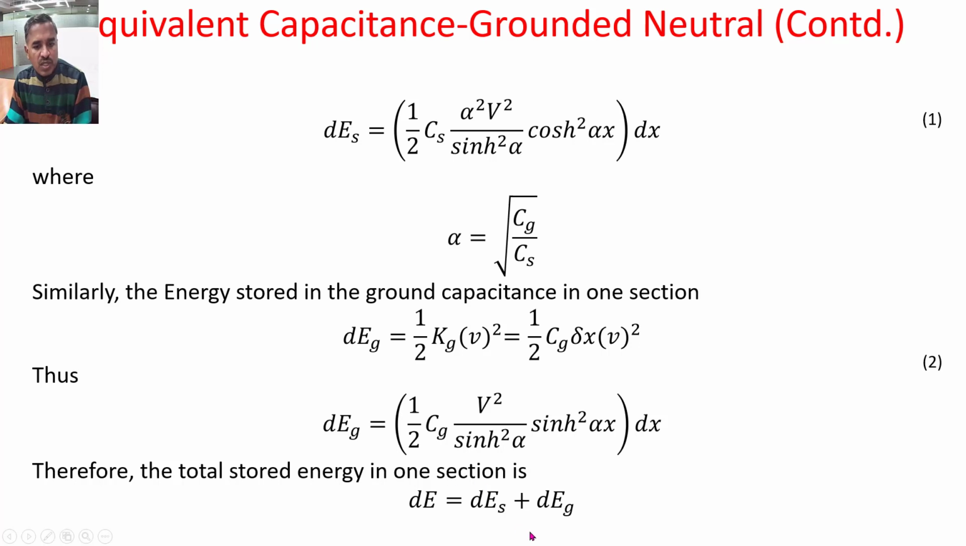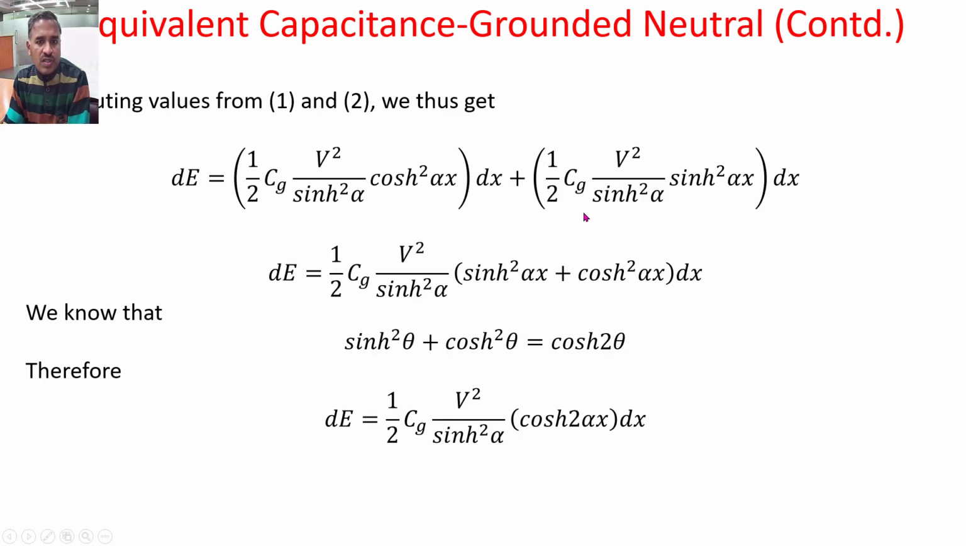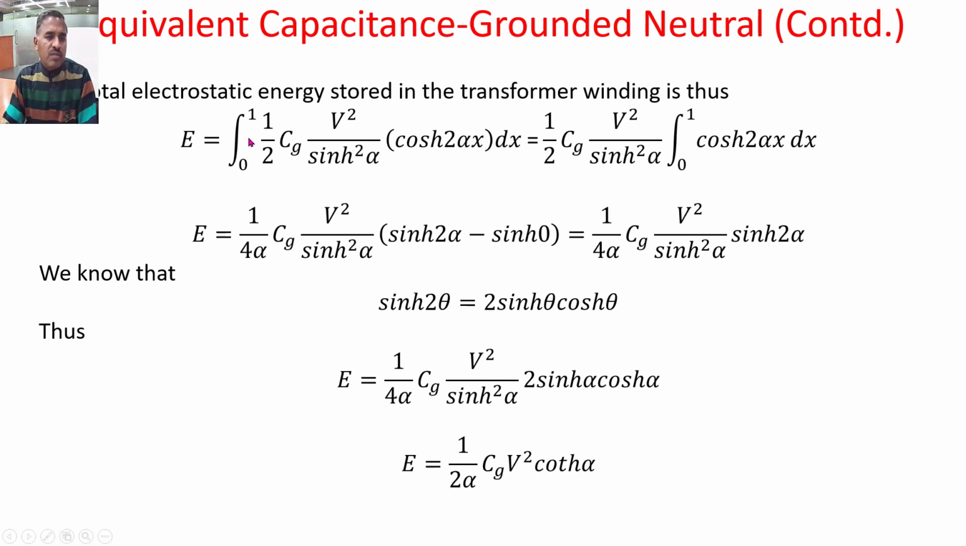Therefore, the total energy stored in one section is dE_S plus dE_G. Upon substitution from the previous section and simplification using this relation, it becomes dE equals half CG V square by sin h square alpha, cos h 2 alpha x into dx. Now, we need to integrate this for all the sections from 0 to x, right? 0 to 1. For x equal to 1 means the complete winding.